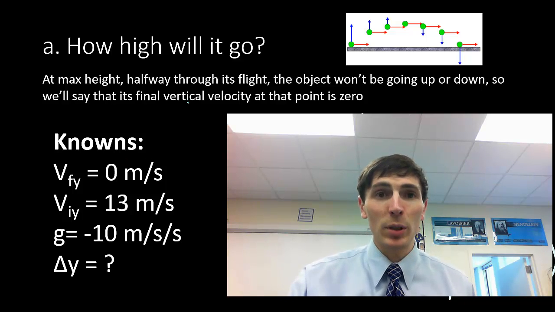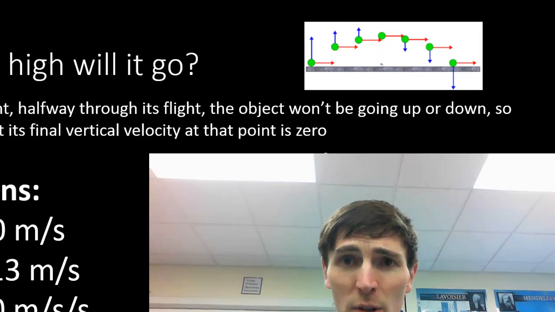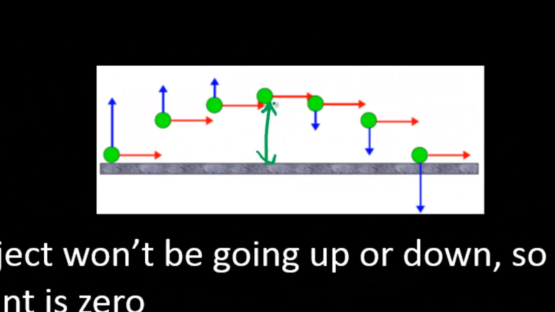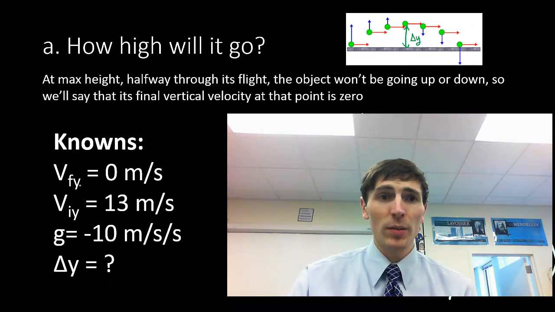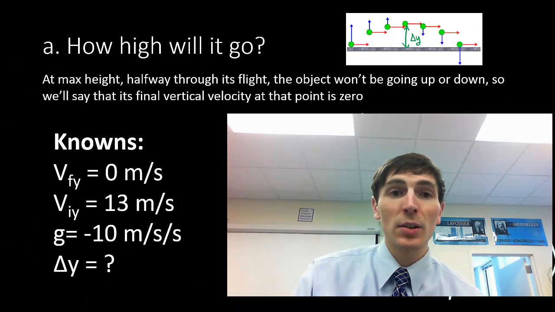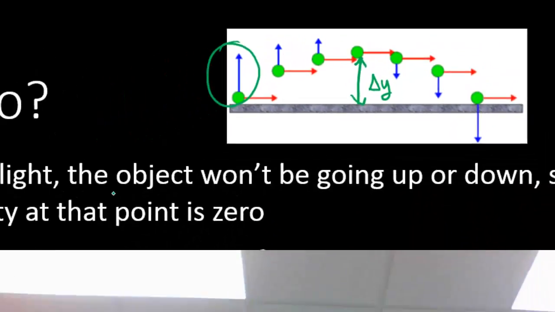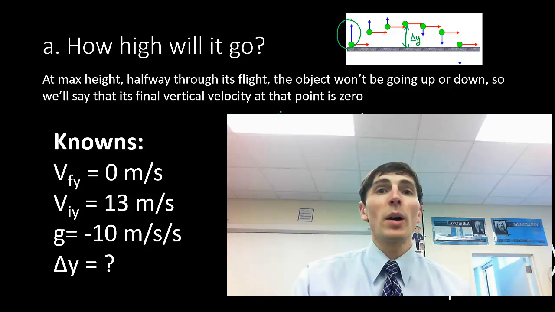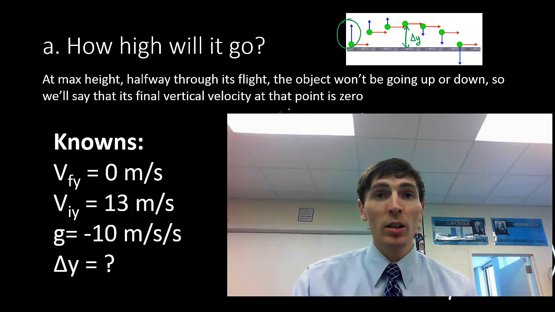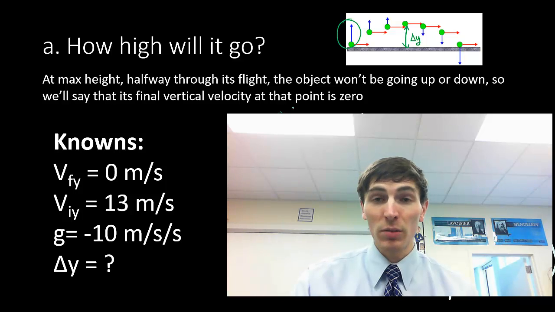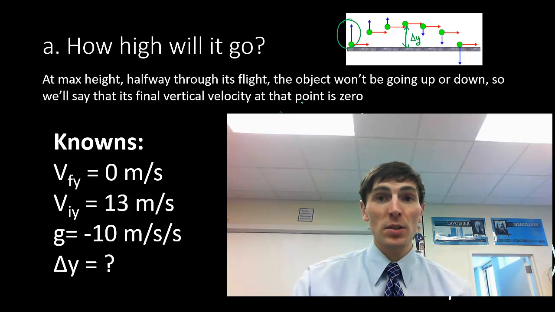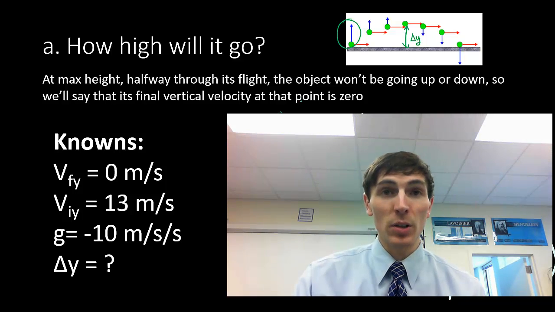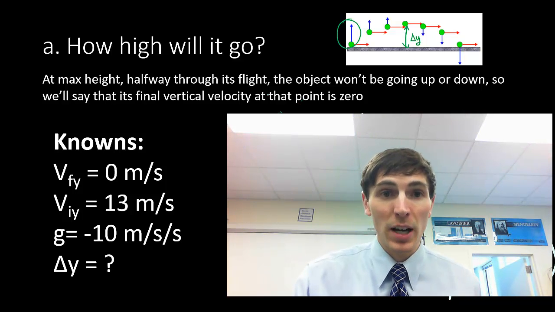And the first question says, how high will it go? So if we look at the top here, we're trying to figure out what this height is at the highest point. And I know that that's really just a delta y, a change in position from that 0 point. So I'm going to find delta y, and that's what I'm looking for. And I know that it starts out vertically at 13 meters per second. That was the initial vertical velocity. We don't have to worry about horizontal velocity at all, because it's acting independently of the vertical velocity, so we're going to ignore the horizontal stuff right now and just deal with what's going on vertically, because it happens independently of whatever's going on horizontally.